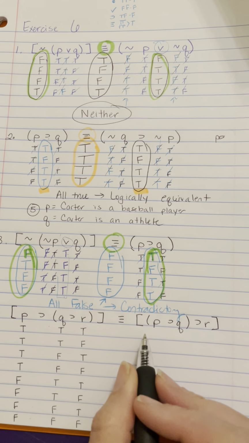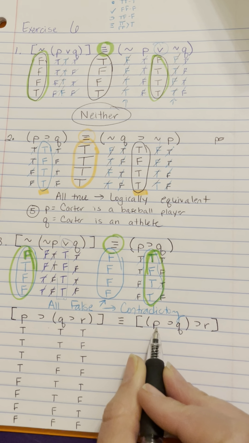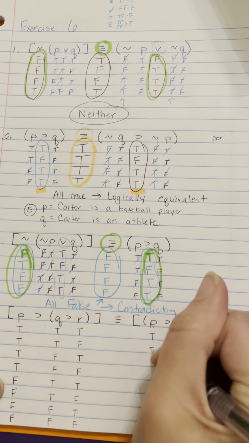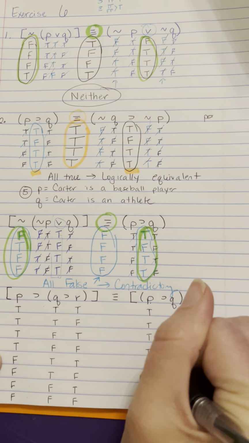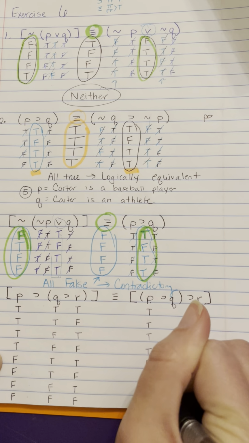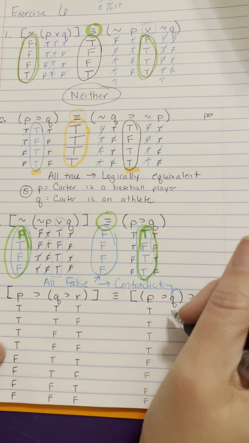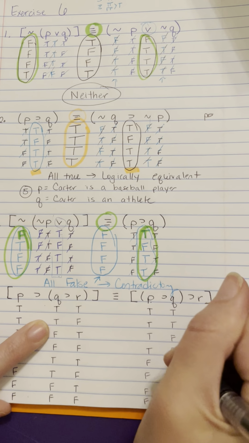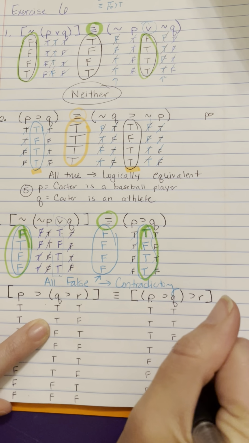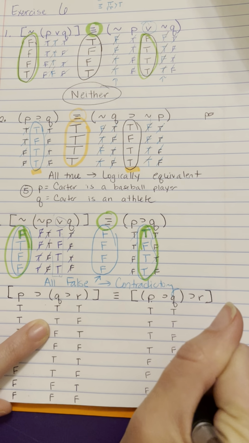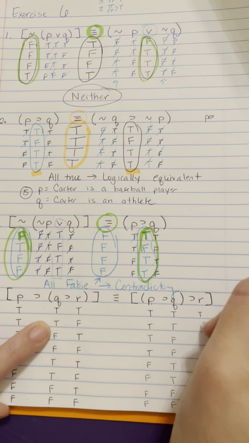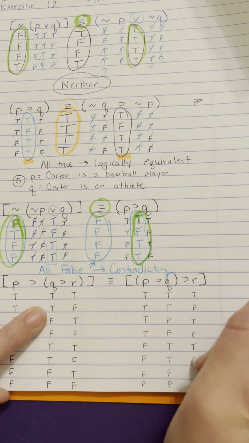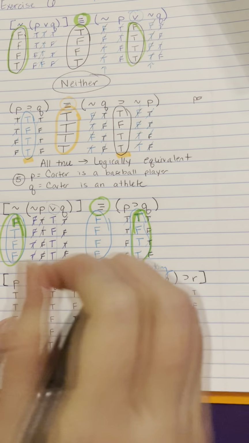Okay, so then remember we can go over here and we're going to copy the P column underneath this P. So that had 4 trues, 1, 2, 3, 4, and 4 falses. Okay, and the Q column went 2 trues, 2 falses, 2 trues, 2 falses. And then the R column went true, false, true, false, true, false, true, false.